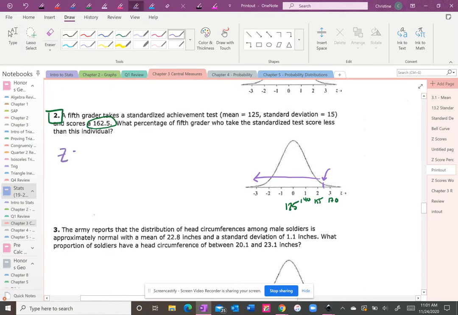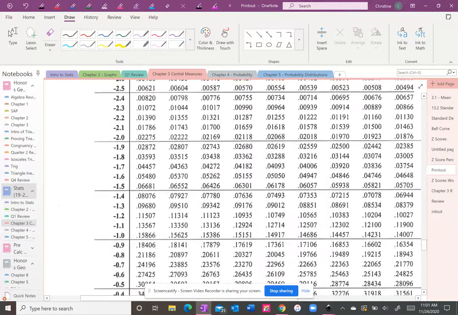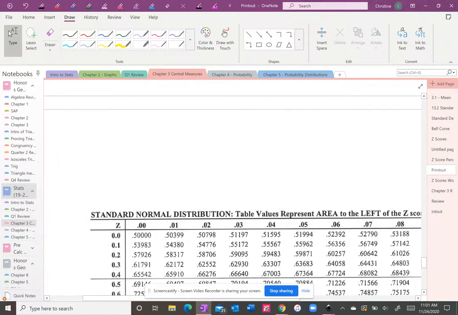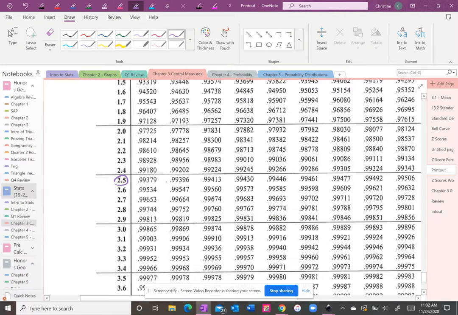So here we go. We're going to get the z-score. The question is about 162.5. The average is 125. The standard deviation is 15. So I put this in my calculator. 162.5 minus 125 is 37.5 divided by 15 is 2.5. Remember, that's not the answer. You need to go to your table, and I'm looking for positive 2.5. So here's 2.5, and it's 2.50.